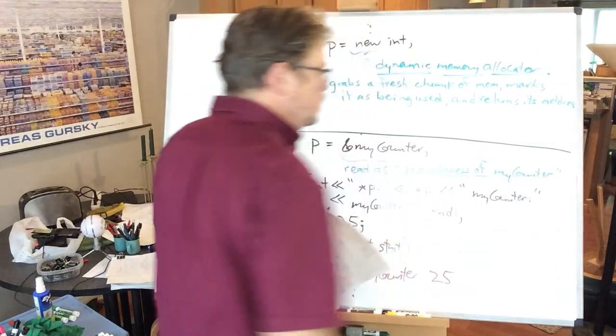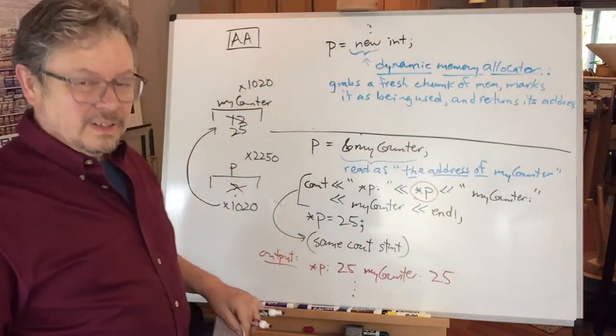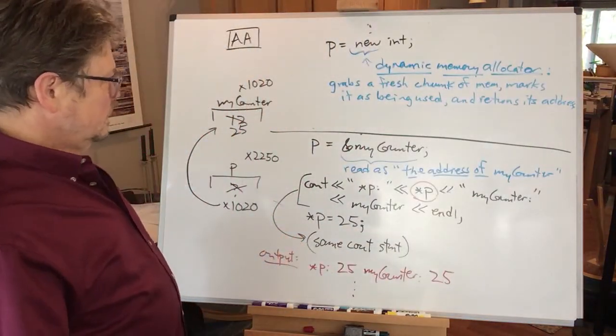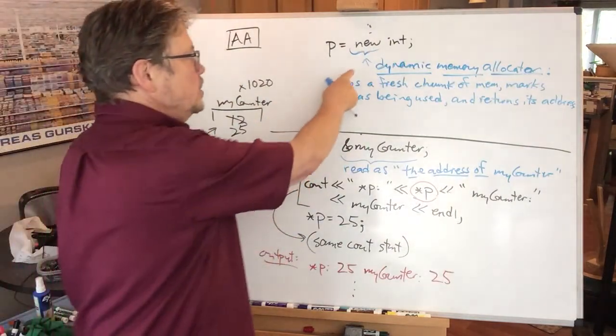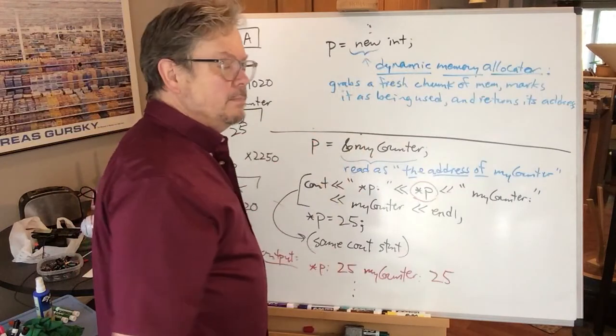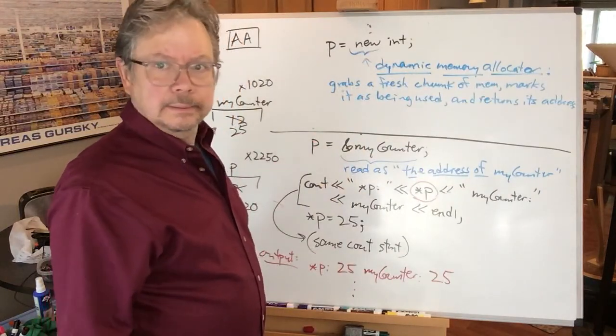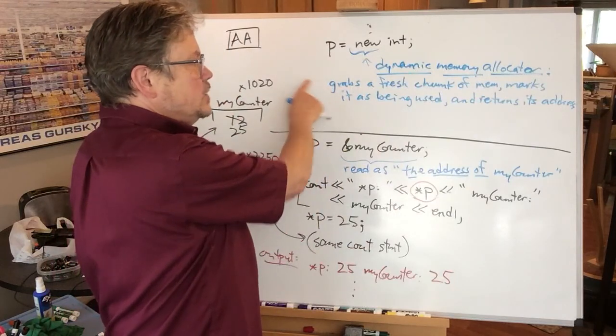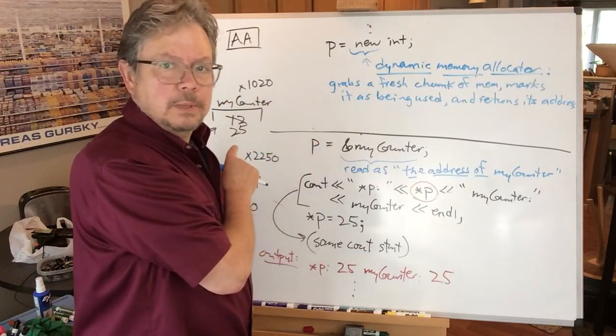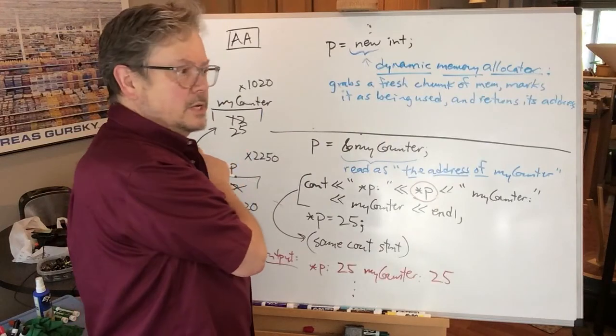That's not only a mouthful, that is a brainful. Let me read that back. P equals new int. The word new all by itself is the dynamic memory allocator operator. What a long name for a short word. Here's what it does. It grabs a fresh chunk of storage of memory that's not currently being used by your program. It doesn't belong to a variable.